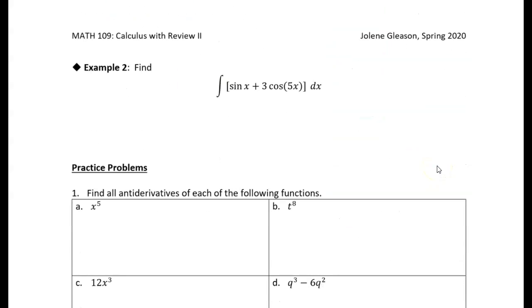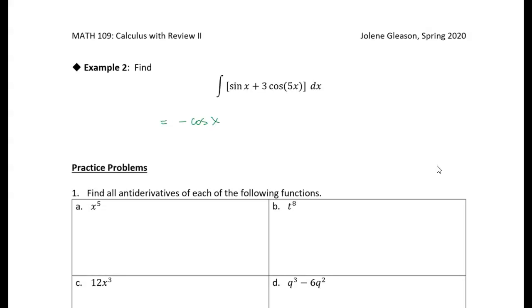All right, see, I told you we were going to have a really short lecture here. Here's another one. This one involves sine and cosine. All right, so we've got a sum. So we're just going to take the antiderivative of a sum, which is the sum of the antiderivatives. So I'm just going to integrate these one at a time. So the integral of sine, you can look that up, is equal to negative cosine of x.